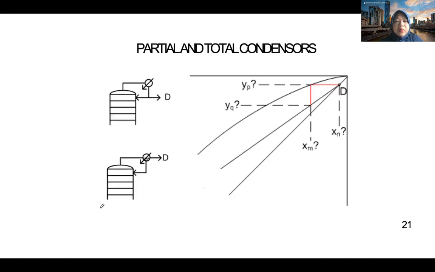Okay, so the next one. Now this is the one that we talk about a few times, the difference between partial and total condenser. Look at this one. The upper graph, is this total condenser or partial condenser? Total, Bu. Yeah, good. So this is a total.